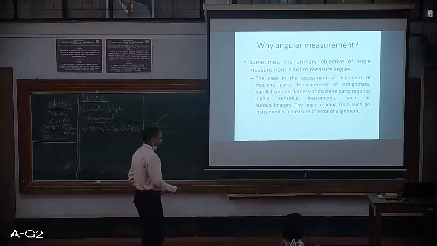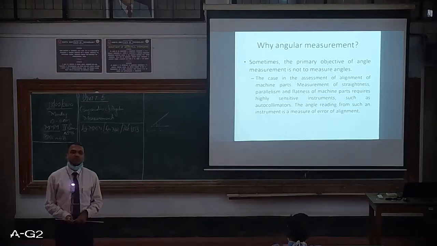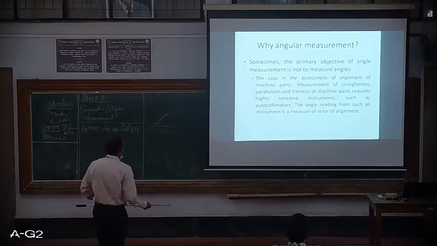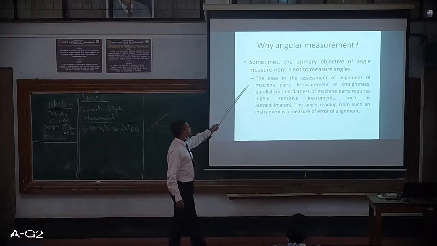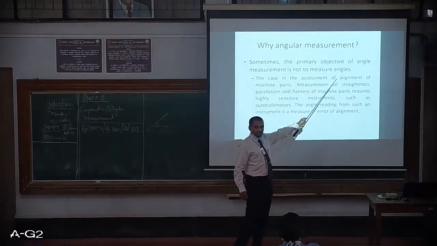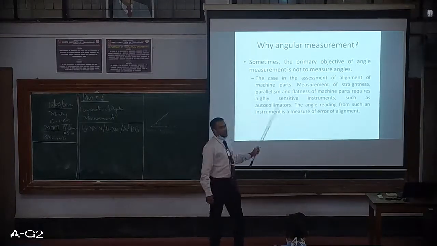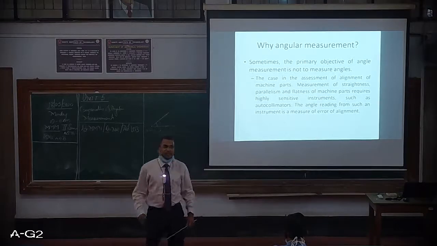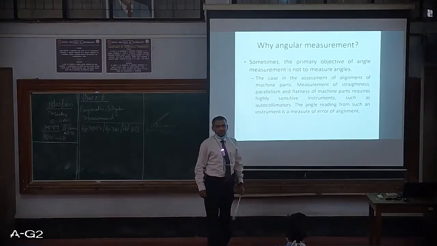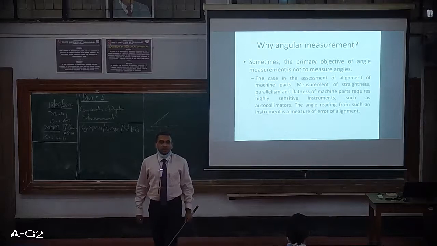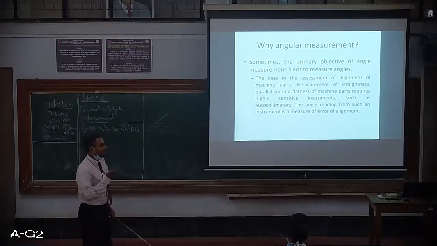In many cases, we don't really require the angle, but we require the alignment with respect to a particular reference. In mechanical assembly or even in production, the primary objective of an angle measurement is not to measure angles in mechanical metrology. The case is the assessment of alignment of machine parts. So in machine parts, alignment plays an important role: measurement of straightness, parallelism, and flatness of machine parts. As we go further, we'll try to understand how flatness, straightness, and parallelism play a vital role with respect to the angular measurements.